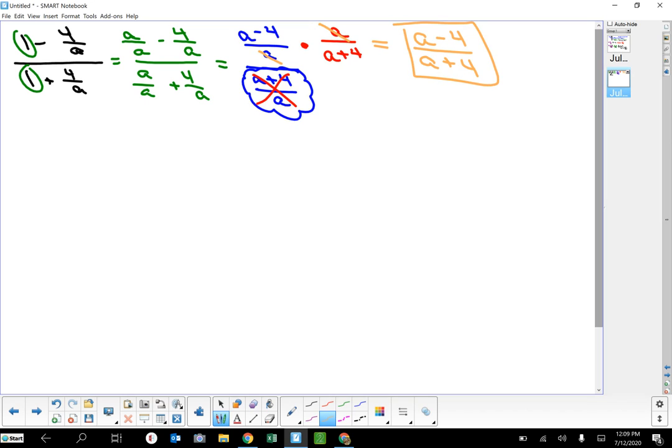You can't do that, right? Because they're added and subtracted. They're not multiplied, so that is the answer.